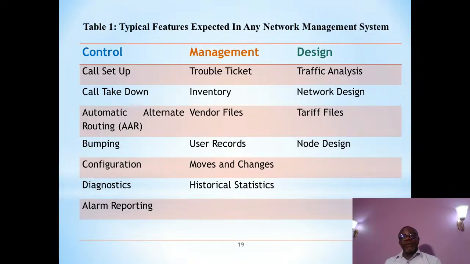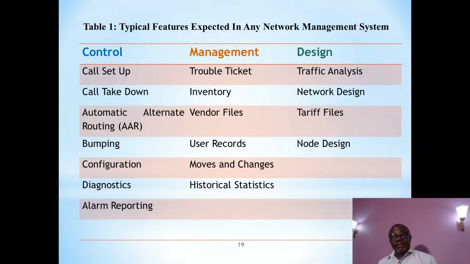Also, under the management, you have the inventory. You have to know the number of people that are connected to your system, what they are doing, and what size of service you need to satisfy them. The vendor files, of course, people connected, you have to have full information about them to know when an unauthorized person is coming in. Also, user records so that you'll be able to charge them. If you don't have their records, you may not be able to quantify what you are supposed to get from them.